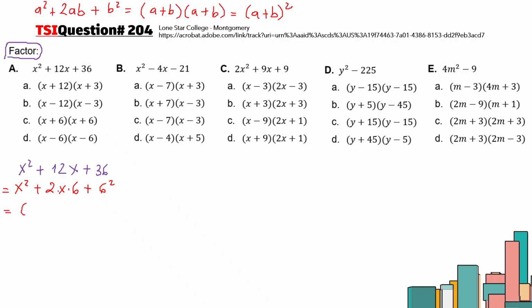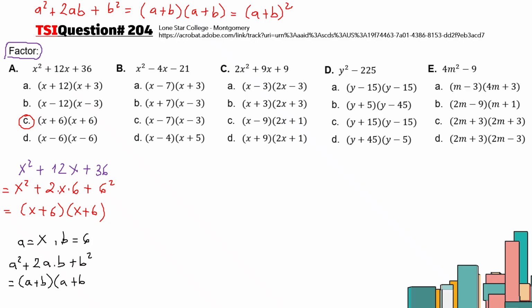Now I can write this as x plus 6 times x plus 6. And then I can choose C as my answer. So in this case, my a is equal to x, my b is equal to 6. Okay, so I have my a squared plus 2 times a times b plus b squared, that equals a plus b times a plus b.